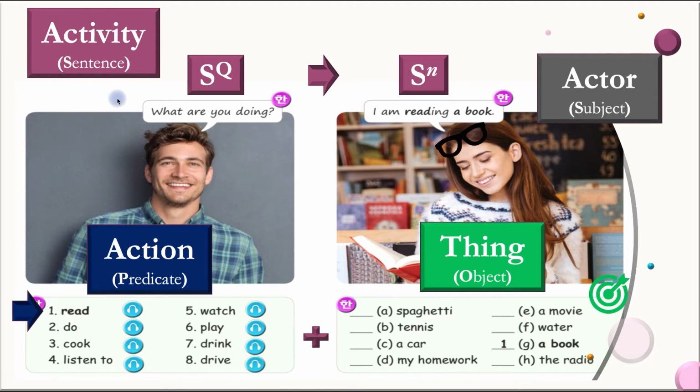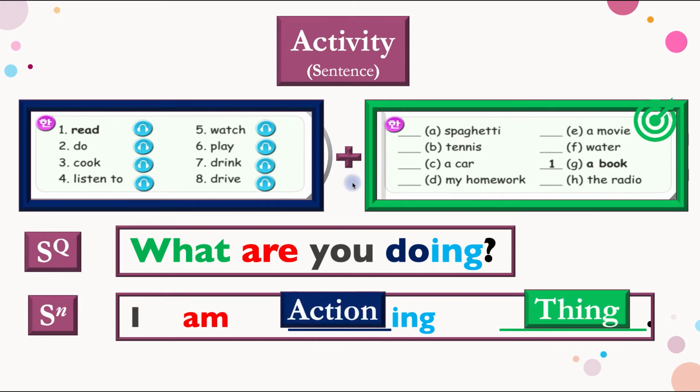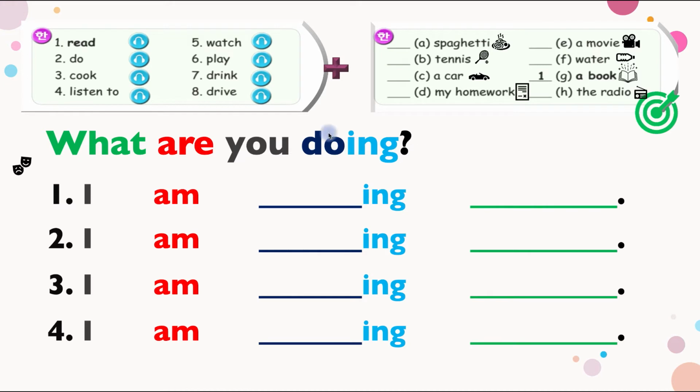So let's practice with the exercise. So you've got activity, which combines action and thing. So what are you doing? You have action and thing. So blue things is action, which can be combined with the ing, and green things are things that can be used for the object. Yes, the actions are the verbs listed here, 1 to 8, and the things are listed A to H.